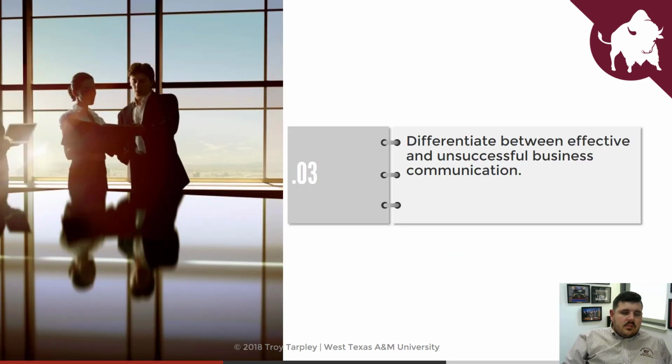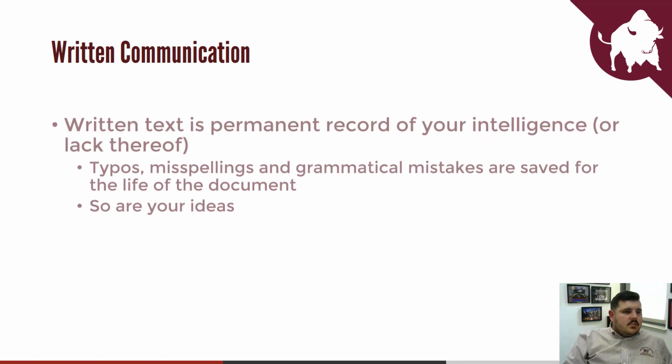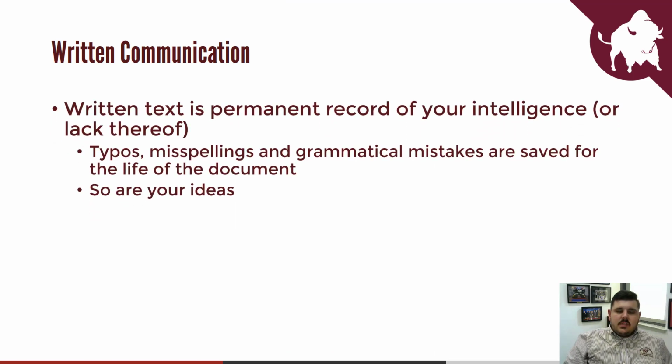All right, so this last section, differentiating between effective and unsuccessful business communication. When it comes to written communication, written text is permanent. Texts, emails, all those things, it stays there. We have a record of it, which is great. We can go back and see what was said. But the bad thing is typos, misspellings, grammatical errors. Those are there as well.